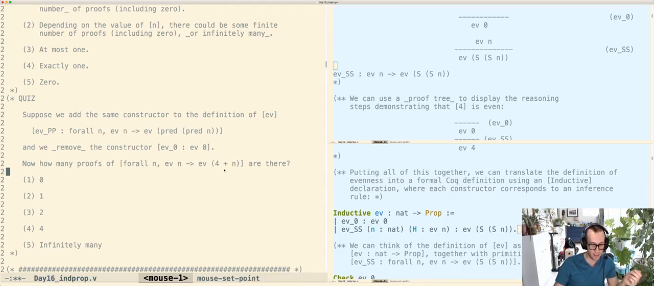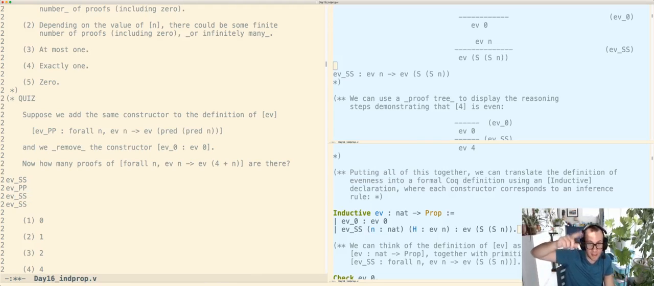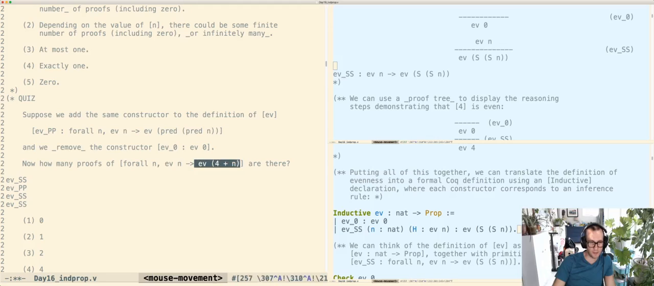Why would there be infinitely many proofs? Well, one proof would be like what we saw before. You do EVSS, you do EVSS again, and you're good to go. But you can do EVSS, you can do EVPP, and then do another EVSS. Right? You can kind of zigzag, you can go up and down as much as you want. And you'll be able to do a bunch of different unique proofs that if a number n is even, then 4 plus n is even.